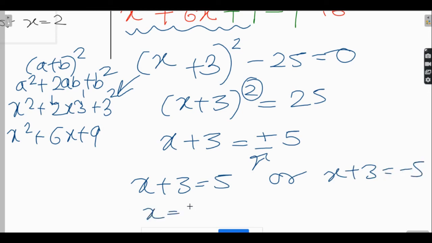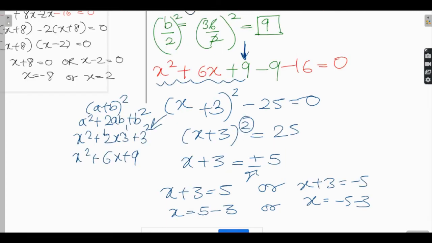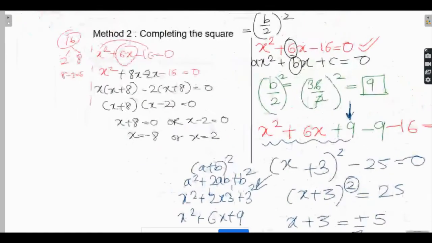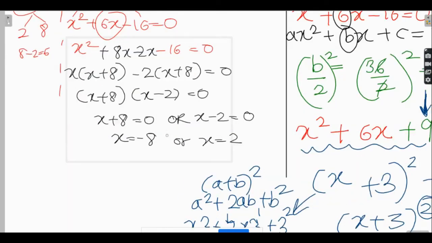So x is equal to 5, plus 3 goes that side, becomes minus 3. So your answer is x is equal to 5 minus 3, which is 2, or x is equal to minus 5 minus 3, which is minus 8. Are you getting 2 and minus 8 here also? Yes, the answer is the same.